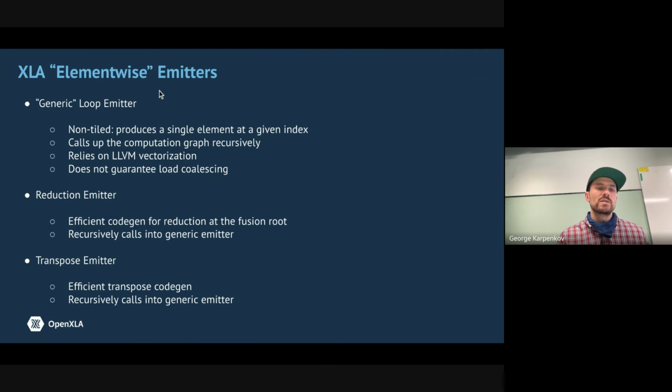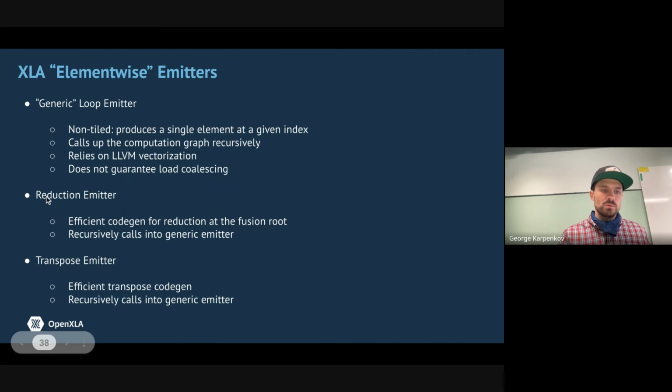There is a generic loop emitter, which has a single function to produce a given element at a given index, and then it propagates that recursively up the graph. So it can generate almost an arbitrarily complicated fusion, but it will not be very efficient because it doesn't use shared memory, it doesn't guarantee coalescence, it relies on LLVM for vectorization, but at the same time, the generality it maintains is quite high.